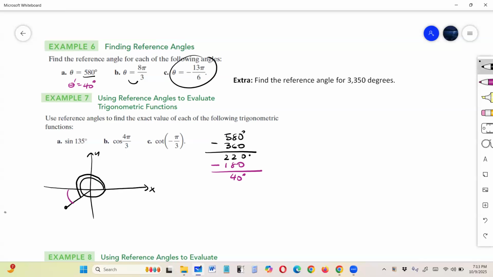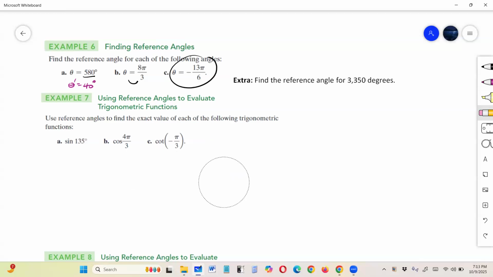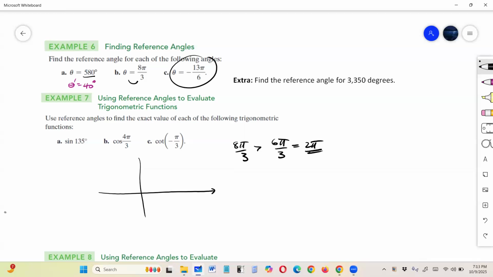All right, how about 8 pi over 3? We'll do 8 pi over 3. Again, 8 pi over 3 is a little bigger than 6 pi over 3. And what is 6 pi over 3? 6 pi over 3 is 2 pi. Now, this is one revolution on the circle. So we have to know that 2 pi is one full revolution and pi is half a revolution. Right? So here's pi and here's 2 pi. So we can evaluate these angles in multiples of pi or 2 pi.